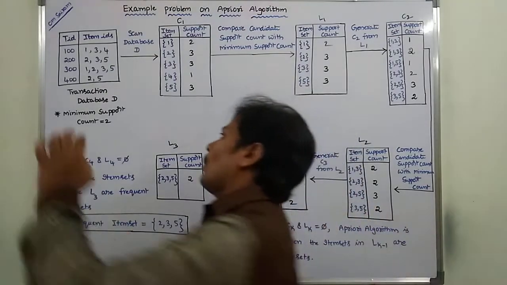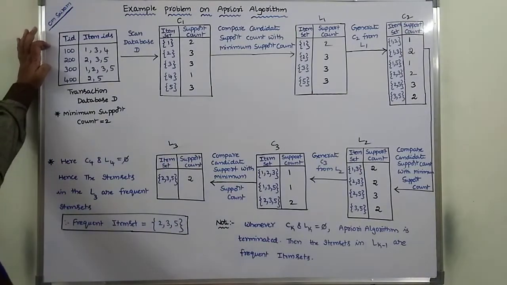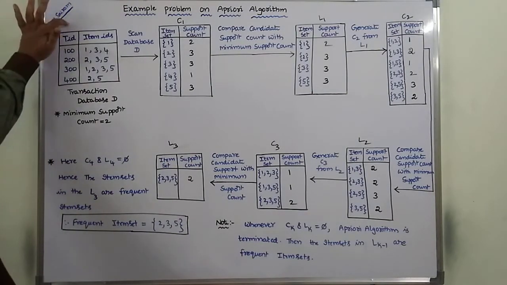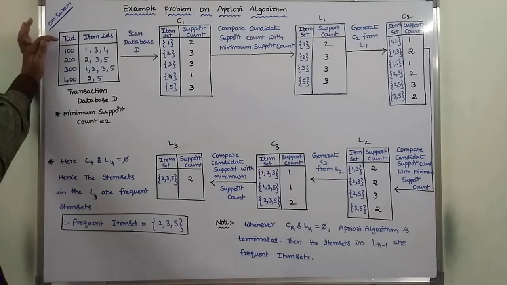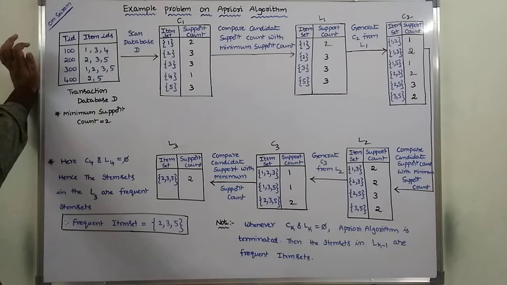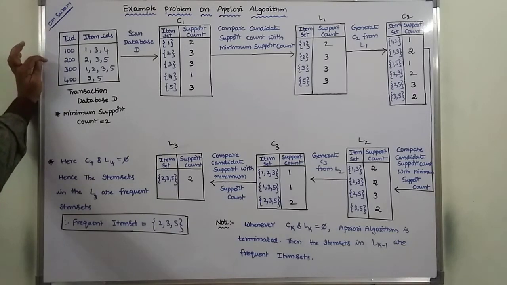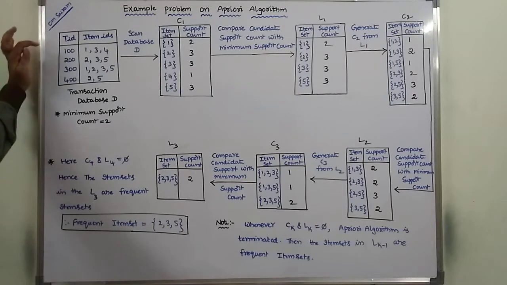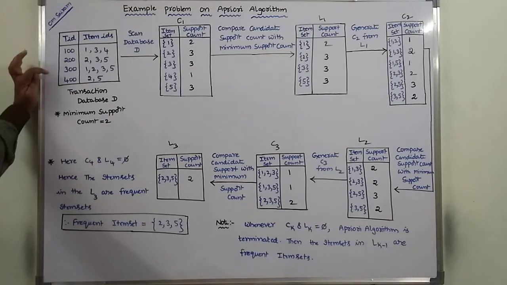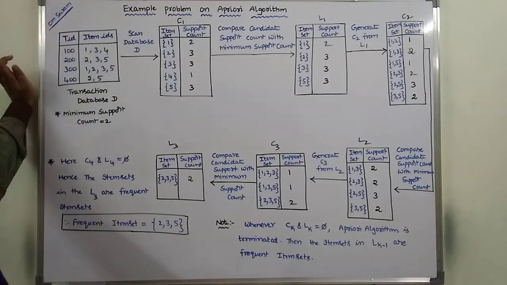Now this is the given transactional database. It contains two columns. The first column represents the transaction ID and the second column represents the item IDs. The transaction numbers are 100, 200, 300, 400. The item IDs show what items are purchased by a particular customer in a particular transaction.